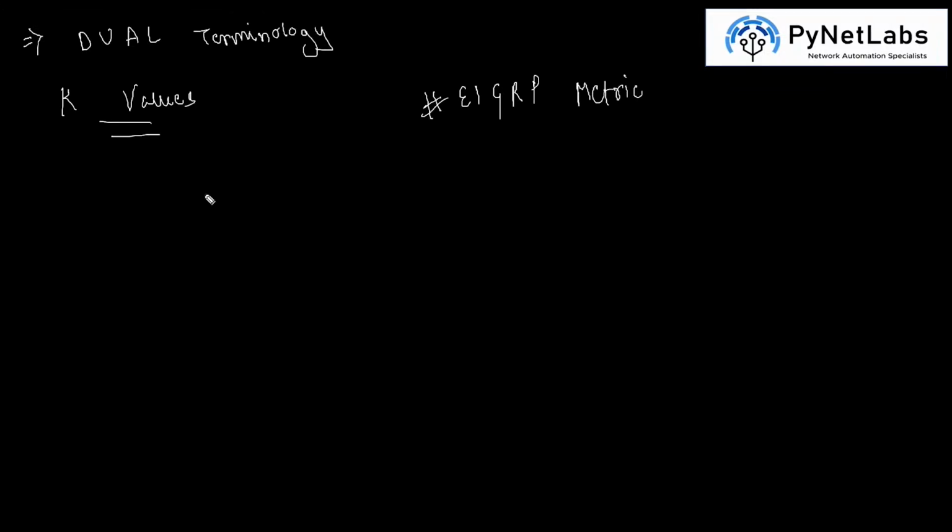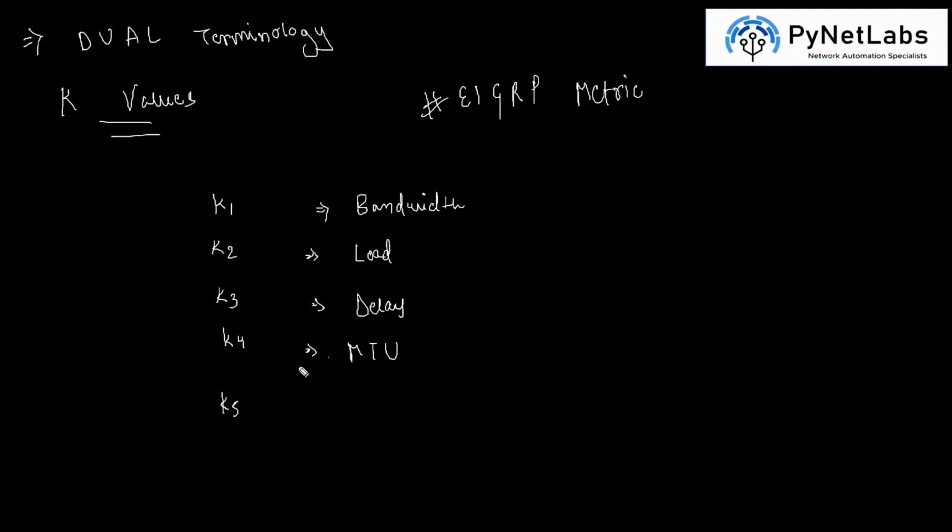Now we have 5 different values. We have K1, K2, K3, K4, and K5. K1 is for bandwidth. Then we have K2 as load, K3 for delay, K4 for MTU, which is maximum transmission unit. Then we have K5 for reliability.